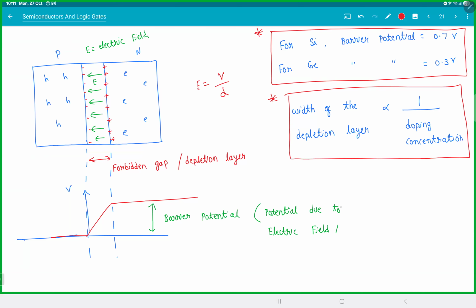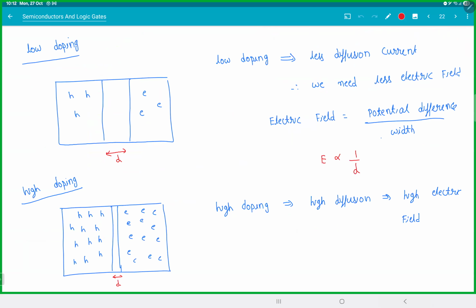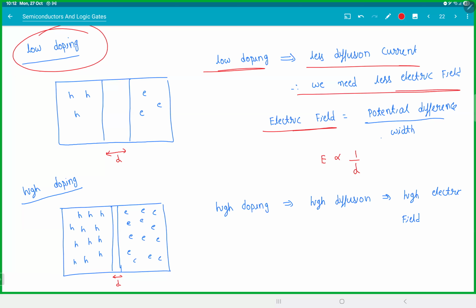But here the barrier potential is constant for a given material, barrier potential is same. So how can you get high electric field? By making the distance small, isn't it? So if you have high doping concentration, then you need high electric field, means distance must be small. Are you getting the explanation for that? So if you have low doping, the low doping implies you need less diffusion current. So we need less electric field. And the electric field is proportional to 1 by d. Make sense? If you have high doping, you have a high concentration. So you have high electric field. Therefore, distance must be small.